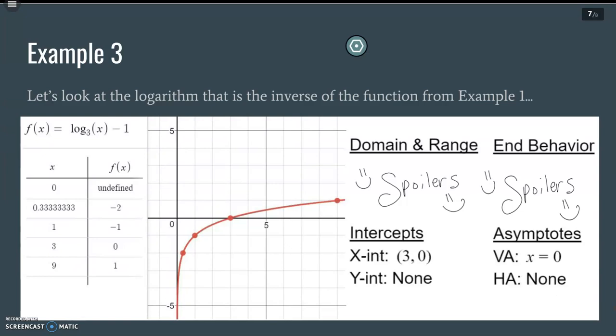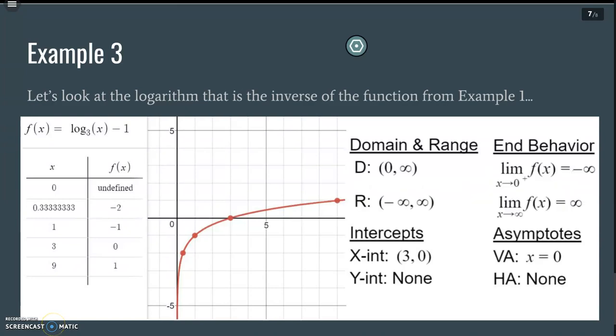This time, our function has no y-intercept because there's a vertical asymptote there, but there is an x-intercept. So because of that vertical asymptote at 0, our domain can never actually touch 0. It can only be close to it. But our range doesn't really care. Our range is from negative to positive infinity. That's really why our end behavior has both negative and positive infinity in here.